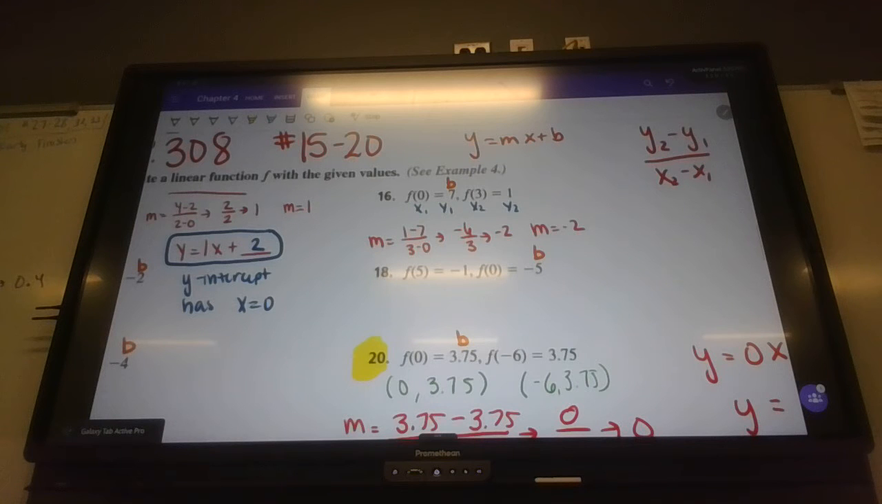All right, on 16, your m value should be negative 2. Maybe you put negative 2 over 1. Maybe you put negative 2. Did you get it right, Brian? Yes, ma'am. So we have negative 2x plus 7.